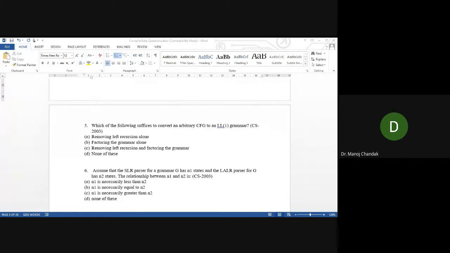So the major takeaway of today's lecture was why we calculate first and follow. Okay. And how we calculate is a very simple idea, but why we calculate is more important.